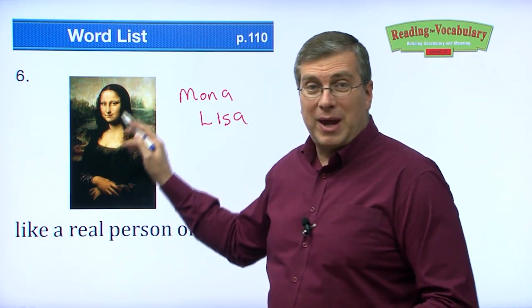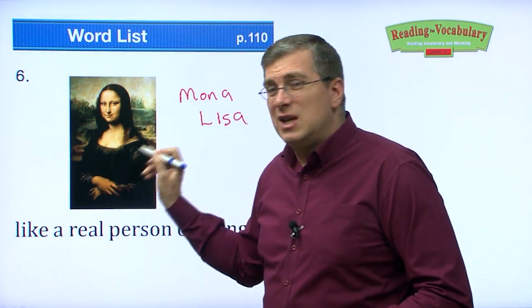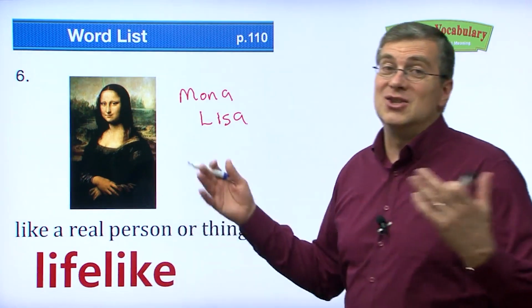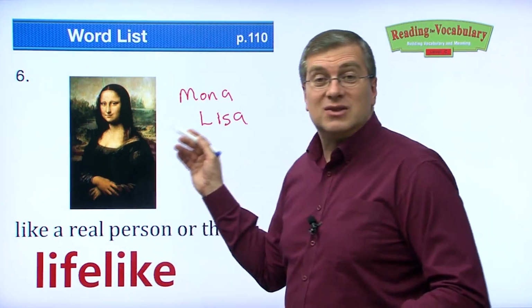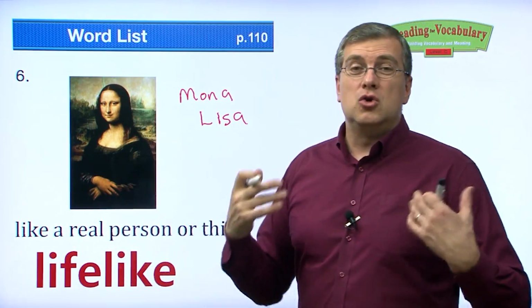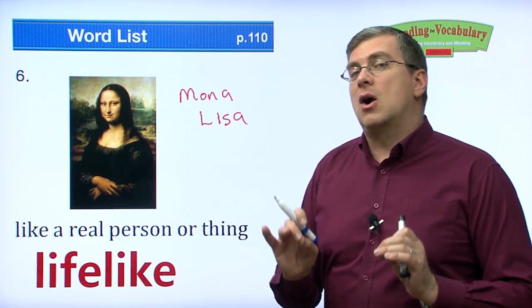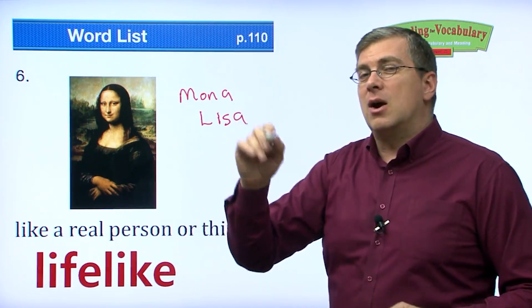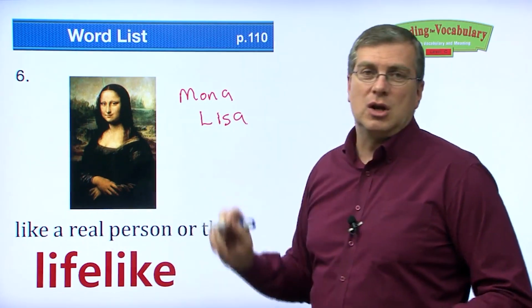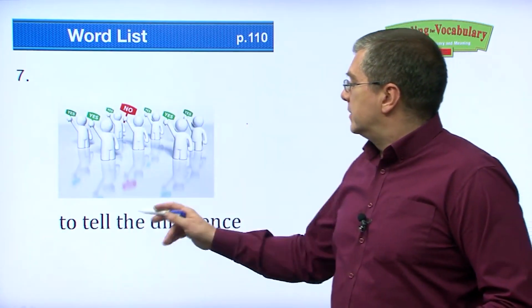Even though this is just a painting, it was painted a long time ago, and it was painted with such skill that this woman looks lifelike. It looks lifelike. I just used that word, yeah. Lifelike. It looks lifelike. Looks like a real person or thing. Of course, the woman who modeled for this painting, she was real, but it's amazing that the artist's skill, the talent, that the artist Leonardo da Vinci could paint such a lifelike picture of the actual woman.